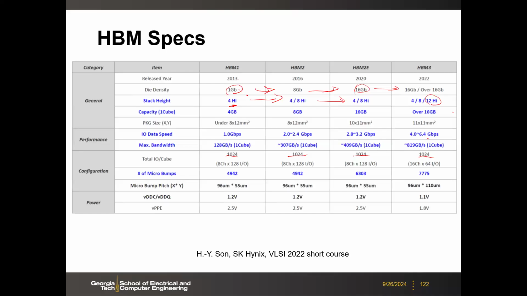I think the rumor says that the HBM4 generation, which is not there yet, they are going to change it from 1024 to 2048. Okay, so they're going to double the IO. So what else? So yeah, that's pretty much the trend for the HBM.